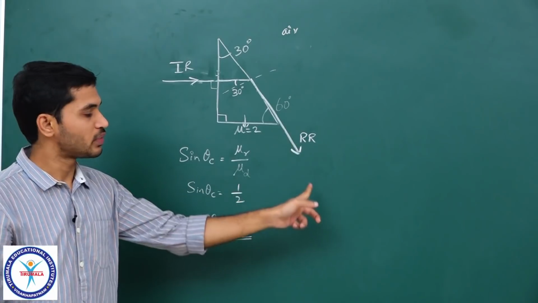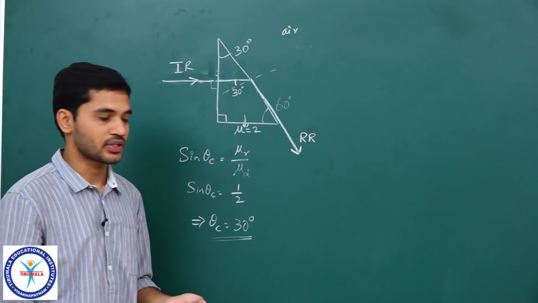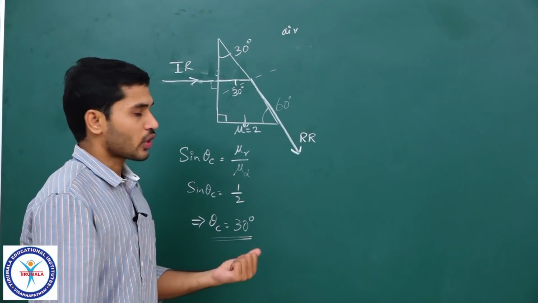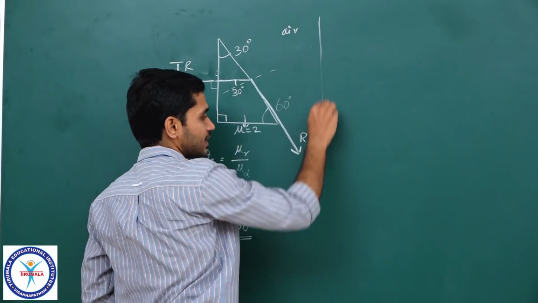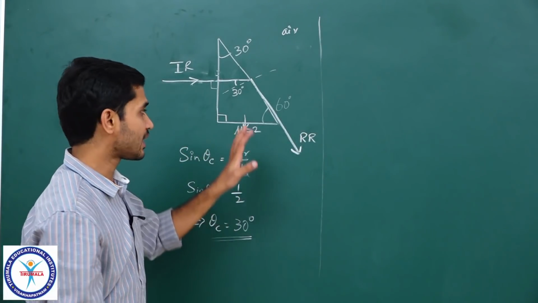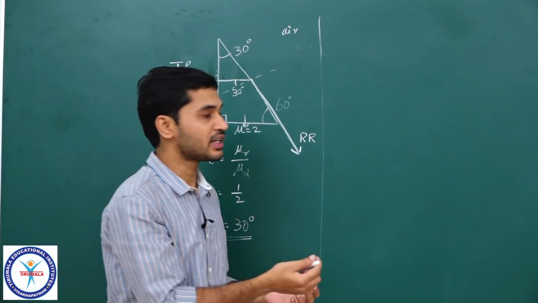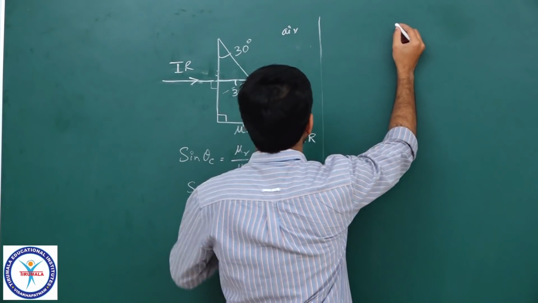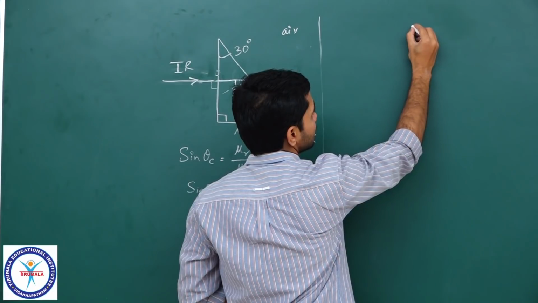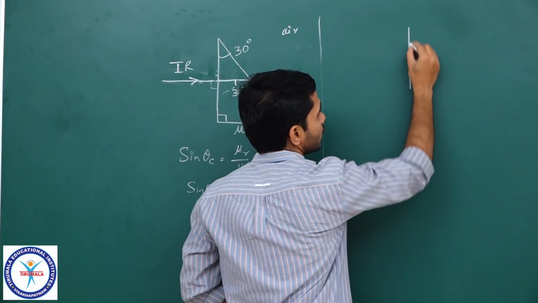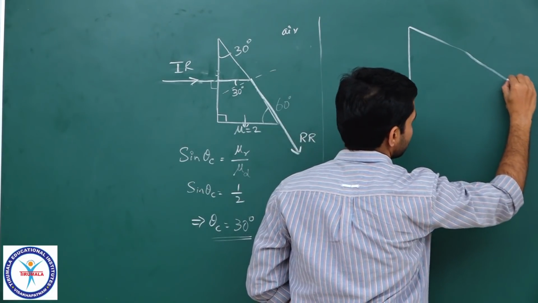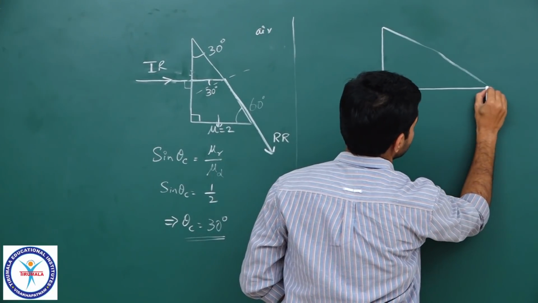So this would be the path followed by the light ray, clear. Okay. Now let us see one more case similar to this. I will take the same prism, I will just change the orientation of the prism this time. So I will take this prism and place it on a different side. So the same prism, but it is placed in this manner.